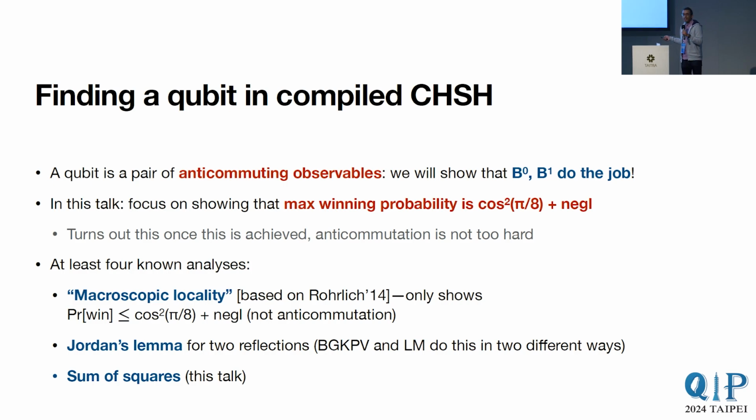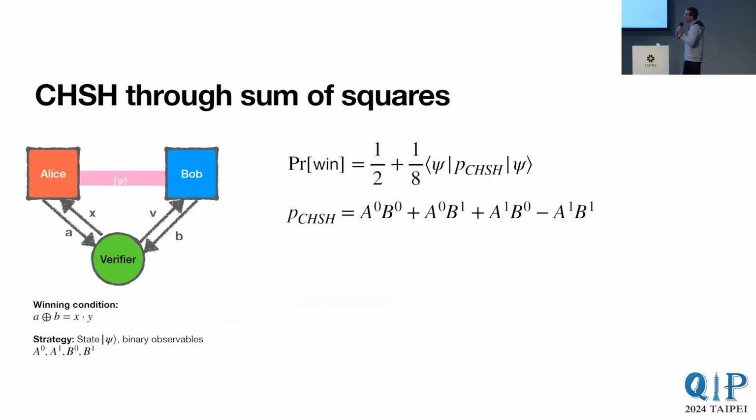Yeah, okay, so I have like 1 minute, so I'll just flash at you what we do. Really the key thing is, I said we wanted to get anti-commutation. Really, it turns out that you should think about just getting the cosine squared pi over 8. Once you can show that, then probably you can show anti-commutation as well. So how do you get cosine squared pi over 8? How do you show this bound, not classically, but in the two-device world?